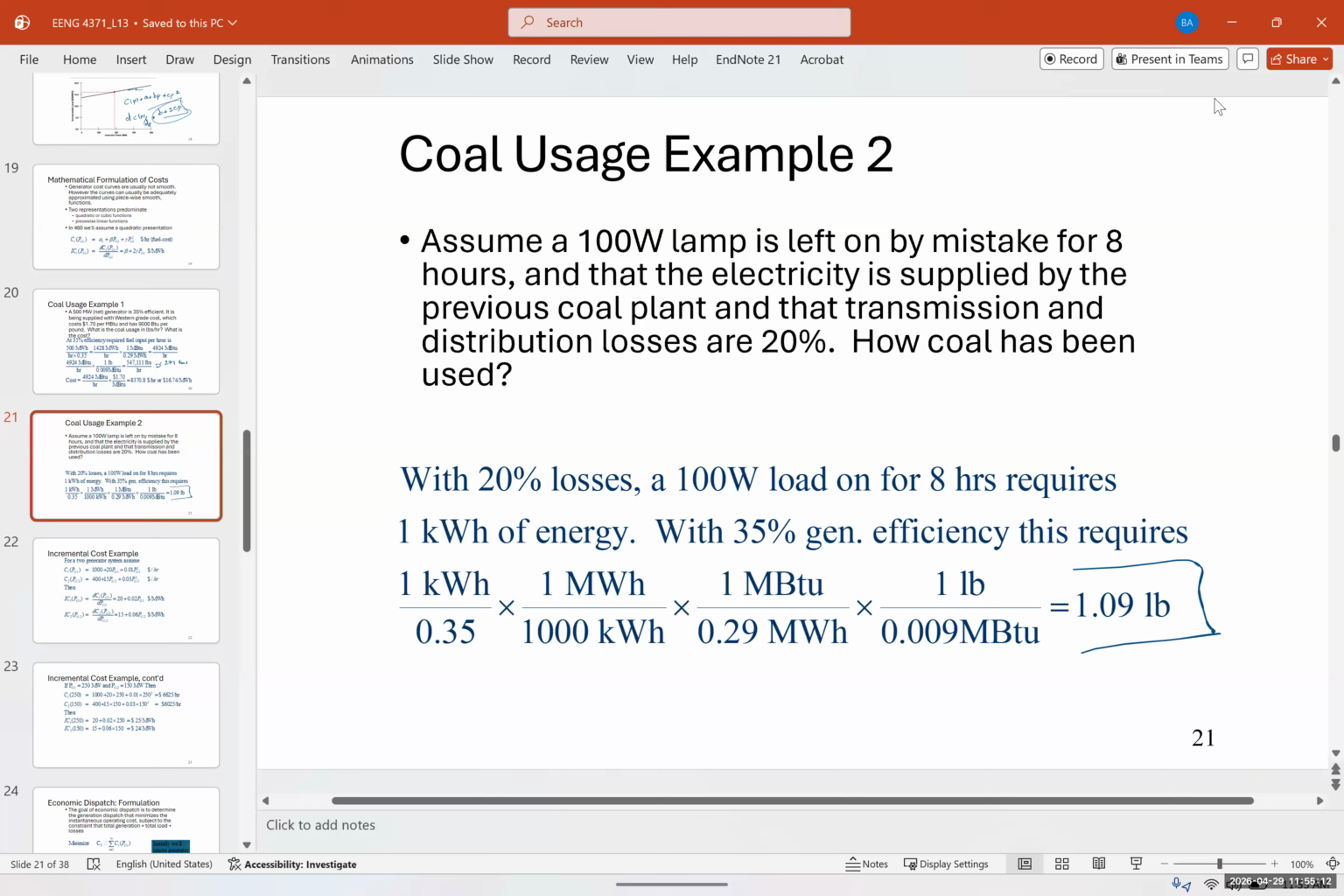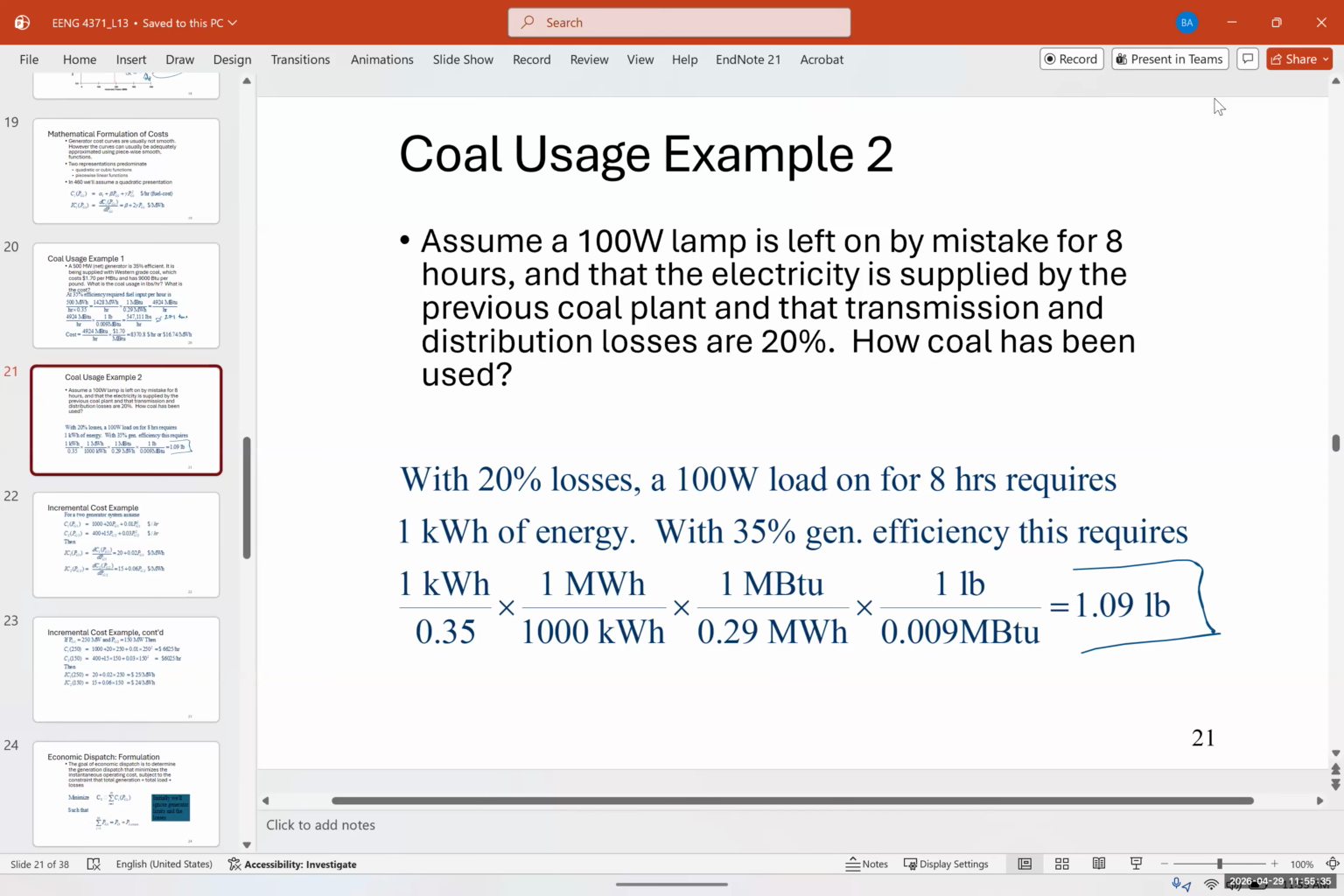So leaving the 100-watt bulb on for 8 hours burns about 1 pound of coal. Now, this kind of end-to-end analysis helps us understand the real impact of electricity consumption and reinforces why efficiency matters at every stage of the power system.